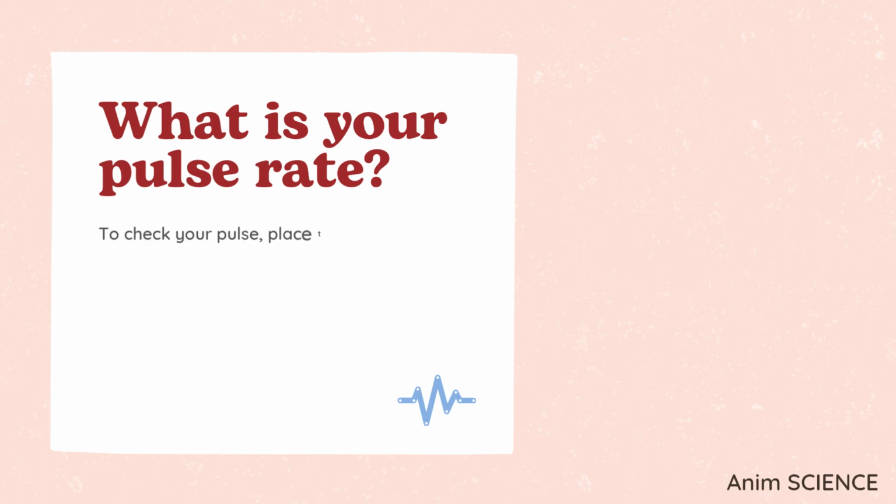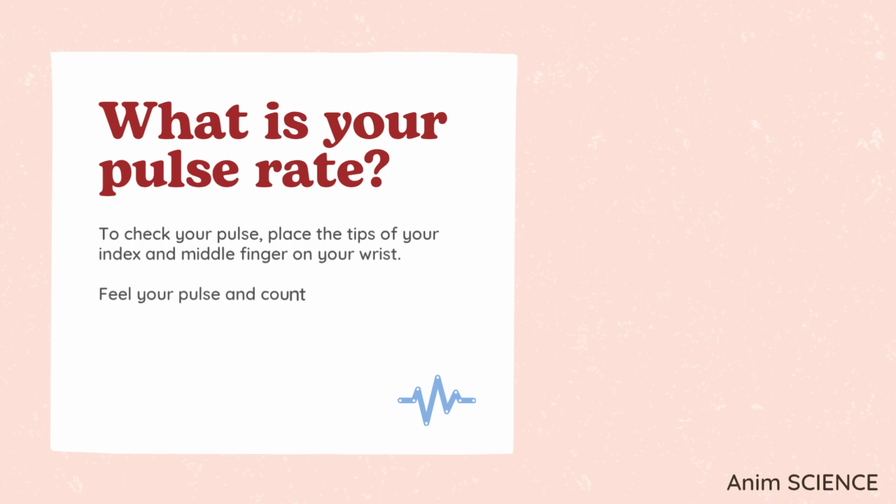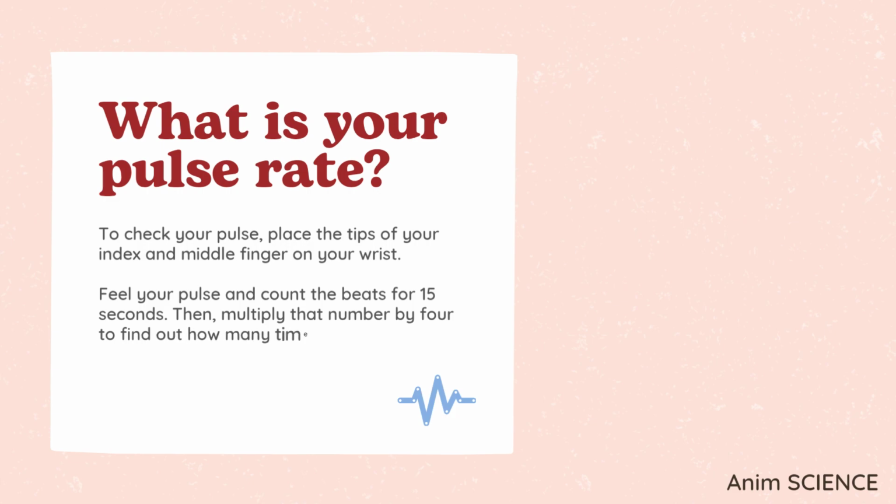Now let's learn how to check your pulse rate. First, place the tips of your index finger and middle finger on your wrist. Do not use your thumb, because it has its own pulse. Press gently until you feel a rhythmic beating. That beating is your pulse. Count the number of beats for 15 seconds. Then, multiply that number by 4. This will tell you how many times your heart beats in 1 minute. This number is called your pulse rate.